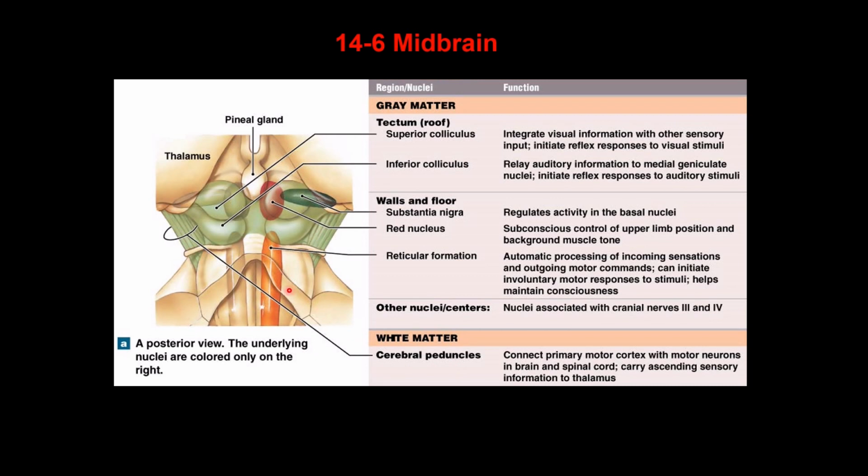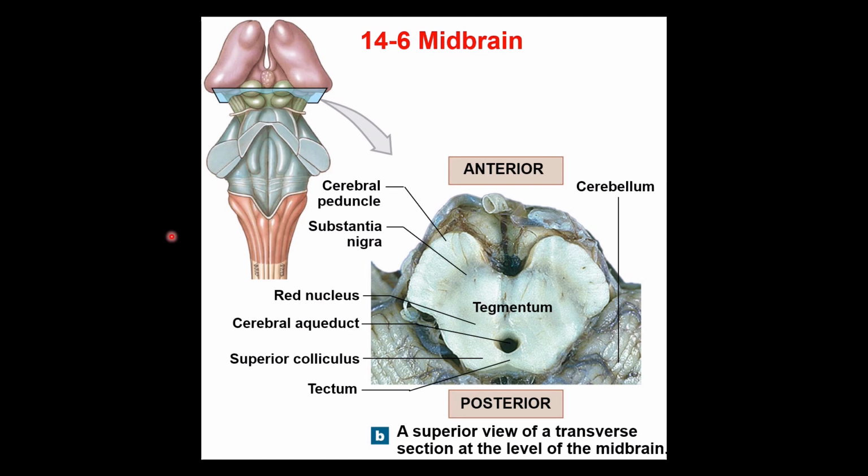And here is another view of the midbrain. So you can see the midbrain here, and if you cut it transversely, then you can look at it from superior view, and anteriorly you can see the cerebral peduncle. So one on each side contains fibers, sensory and motor fibers. You have substantia nigra for subconscious control of motor activity. This area in the middle, that is called tegmentum. This is red nucleus, so you do not see any redness here.